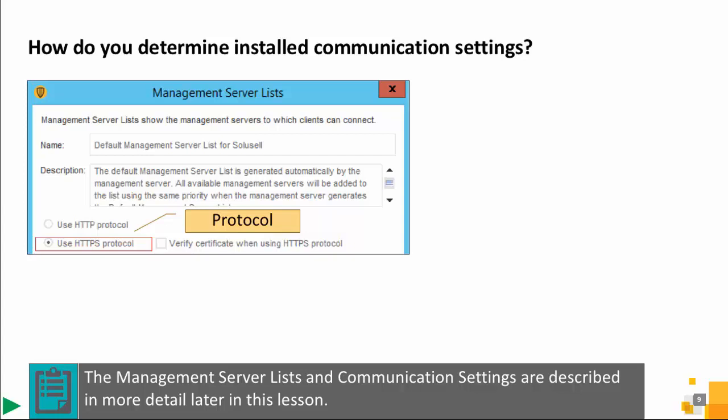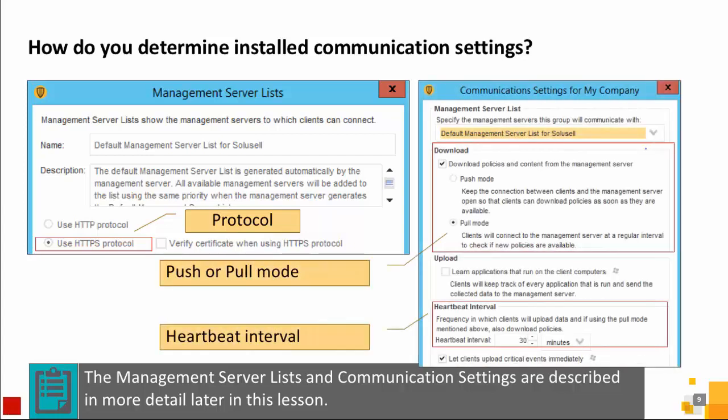The default management server list shows clients are communicating with the SEPM using the HTTPS protocol. In communication settings, the clients are in pull mode and connect to the SEPM every 30 minutes. These settings are also shown in the SEPM's sylink.xml communication file.